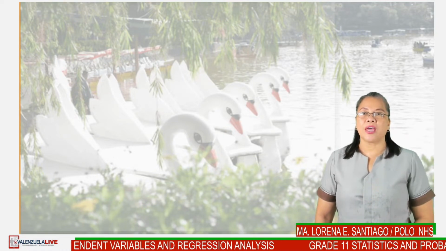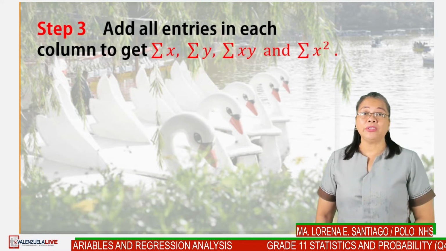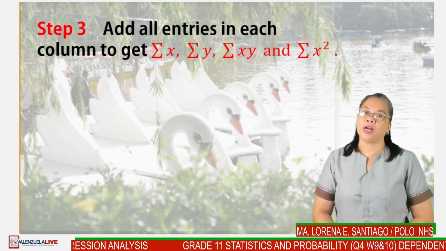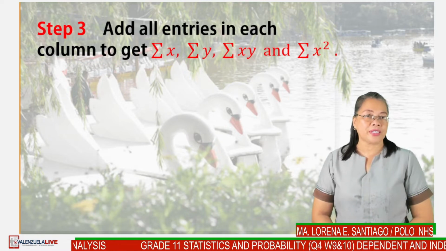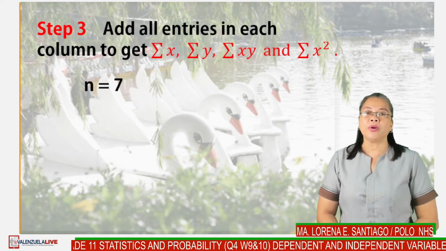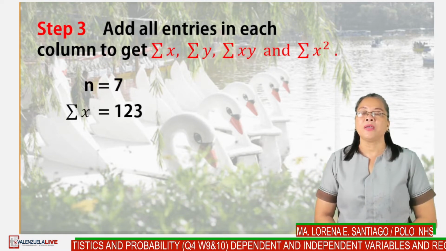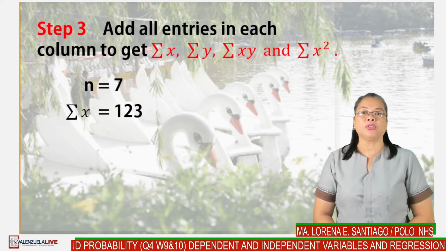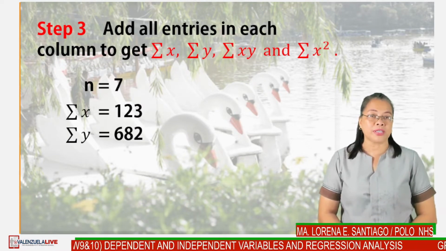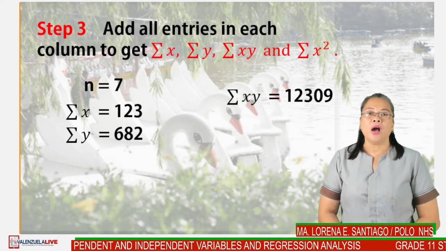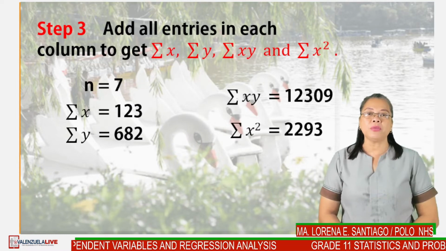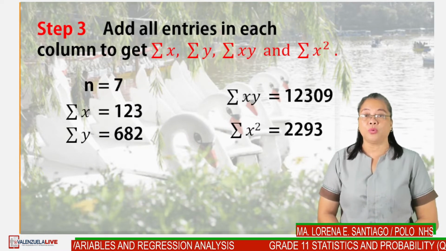Let's go to step 3. We will add all the entries in each column to get the summation of x, the summation of y, the summation of the product of x and y, and the summation of x squared. So if our n is equal to 7, our summation of x would be equal to 123, our summation of y would be equal to 682, our summation of xy would be 12,309, and our summation of x squared would be 2,293.